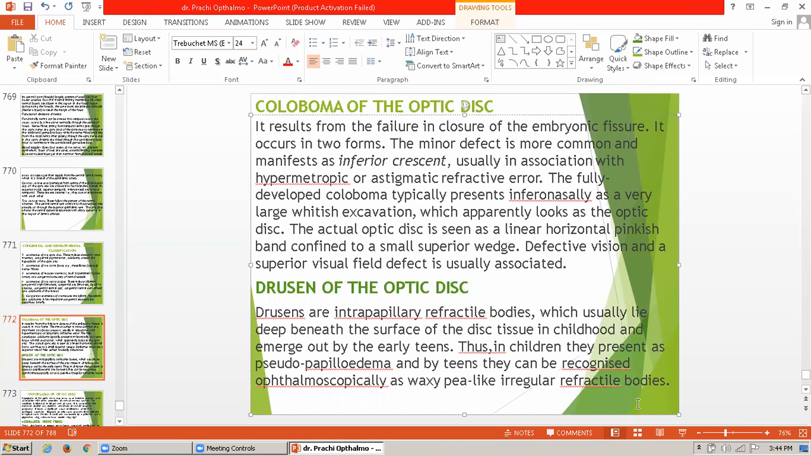So, the drusen of the optic disc is an intrapapillary refractile body and usually lies deep beneath the surface of the optic disc tissue in childhood and emerges out by the early teens. Thus in children they present as a pseudo papilloedema, and by the teens they can be recognized ophthalmoscopically as a waxy pea-like irregular refractile body.